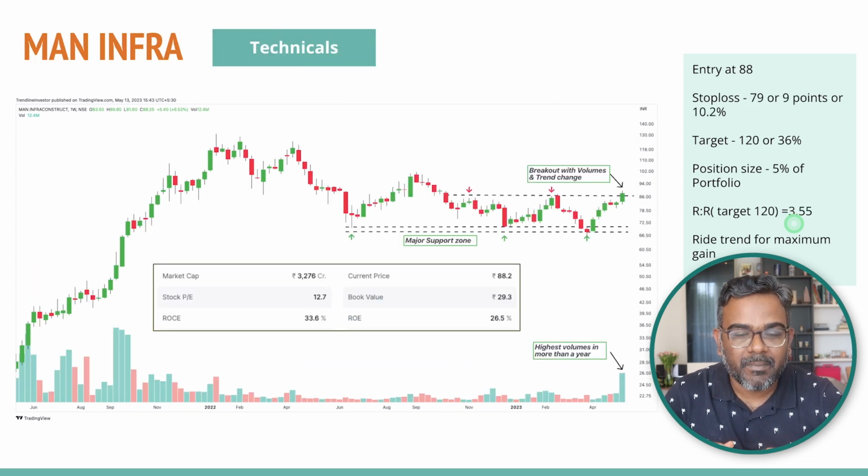The second stock for today is Infra, another very good company from a fundamental perspective. It has very good numbers. It's a small cap company. PE is just 12, but ROCE is very good. It has a ROCE of 33.6 and a ROE of 26.5. Now, these are excellent numbers. Now, the PE is 12.7, which is probably low. It might be undervalued. Do let me know in the comments what you think.